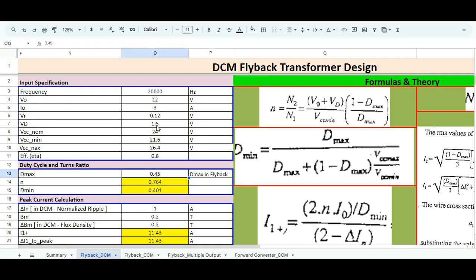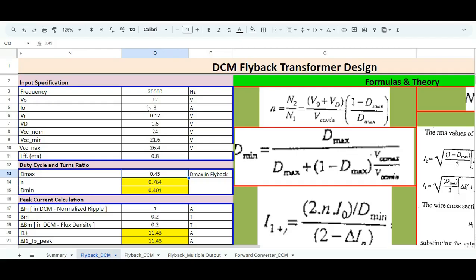What is VD? VD stands for the secondary rectifier diode, and I'm considering the diode voltage drop, which is 1.5 volt, for my calculation. What is the VCC nominal? The nominal input voltage is 24 volt DC, the minimum input voltage is 21.6 volt DC, and the maximum input voltage is 26.4 volt DC, and I'm considering a variation of 10% in the input voltage.